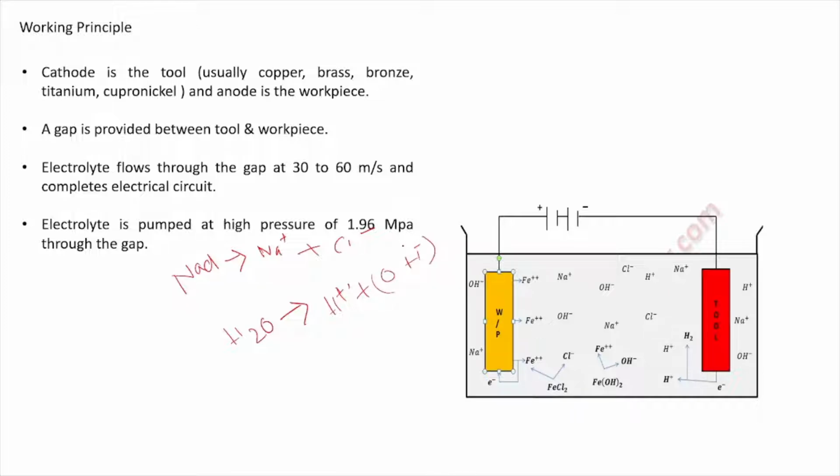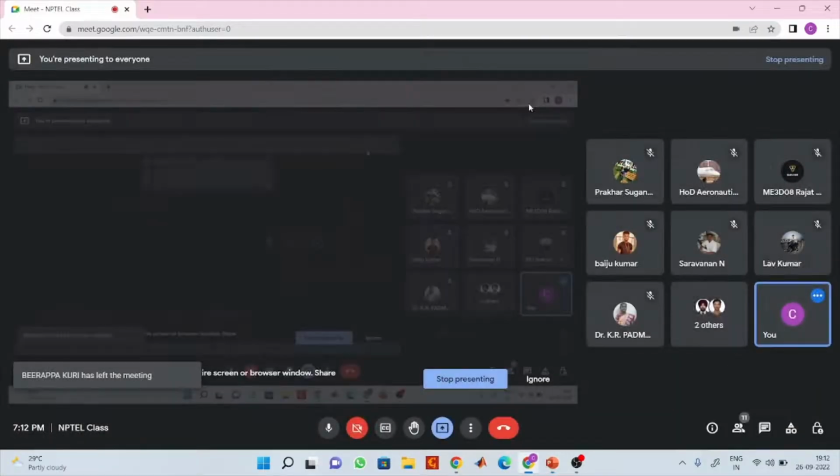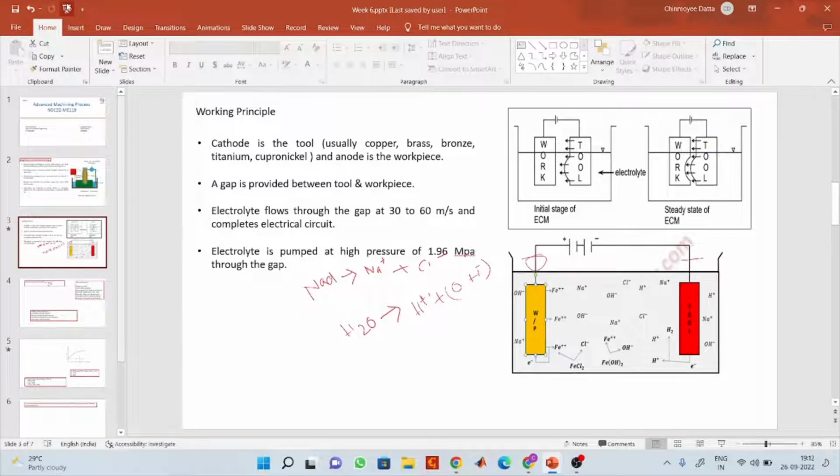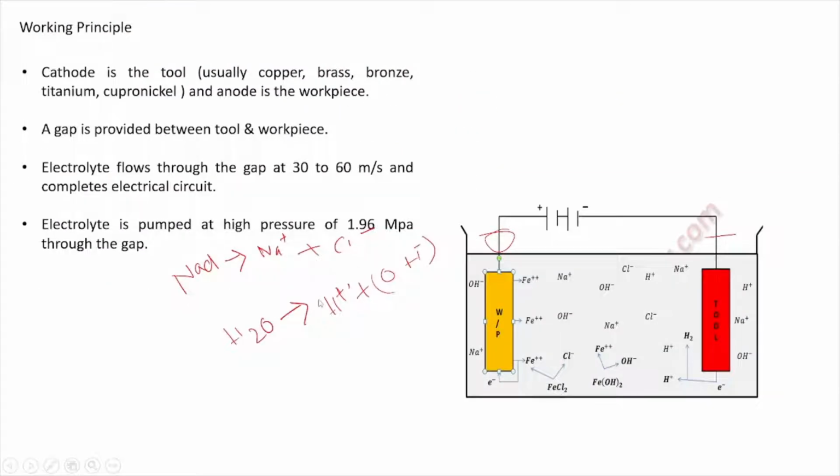So as a potential difference is applied between the workpiece, that is the anode, and the tool, that is the cathode, the positive ions move towards the tool and the negative ions move towards the workpiece. When that potential difference is applied between the workpiece and the tool, positive ions move towards the tool and negative ions move towards the workpiece.